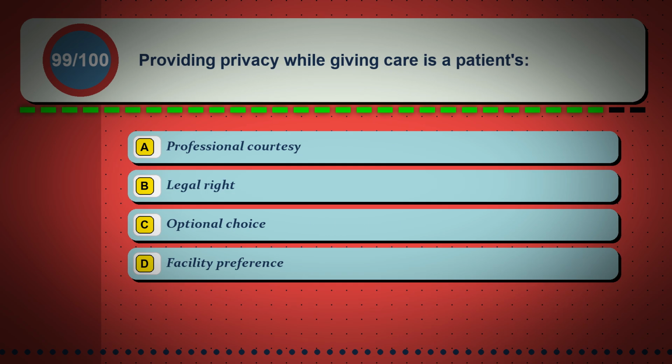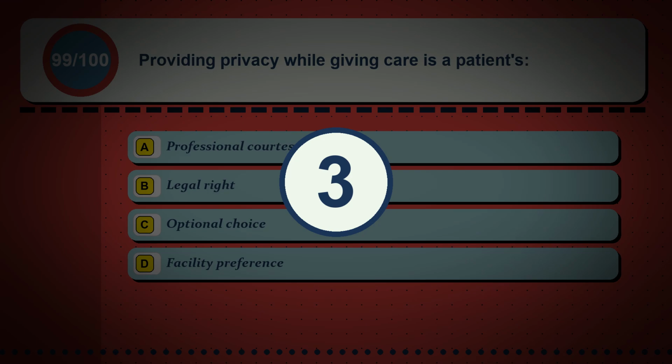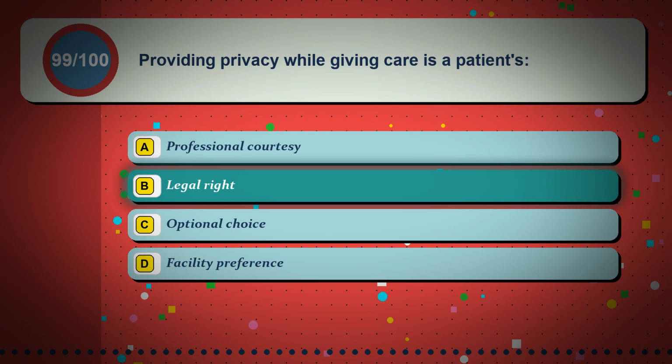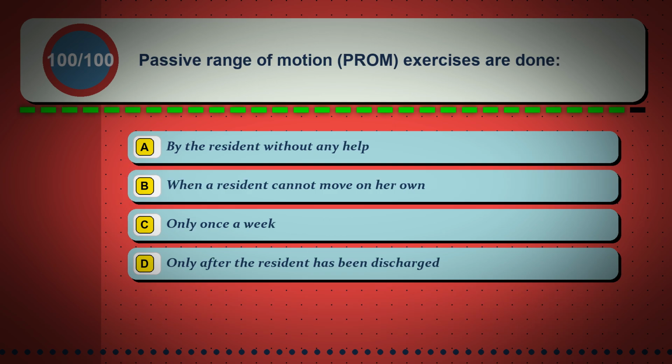Question 99. Providing privacy while giving care is a patient's: Option A, professional courtesy. Option B, legal right. Option C, optional choice. Option D, a facility preference. The correct answer is option B, legal right. The right to privacy and confidentiality is a core legal right of every resident under the Residents' Bill of Rights and OBRA regulations.